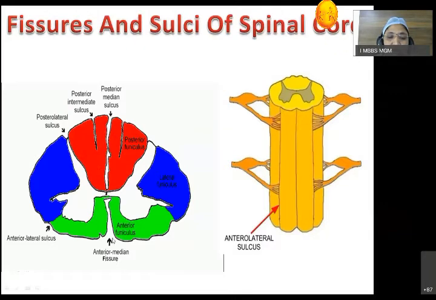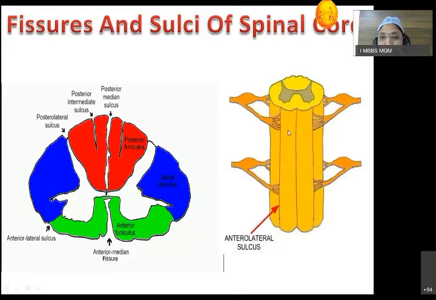Then on either side of the anterior median fissure, there is the anterolateral sulcus. Through the anterolateral sulcus, the anterior or ventral root of the spinal nerve emerges out. Similarly, there is the posterior lateral sulcus. Through the posterior lateral sulcus, the posterior or dorsal root of the spinal nerve enters the spinal cord.